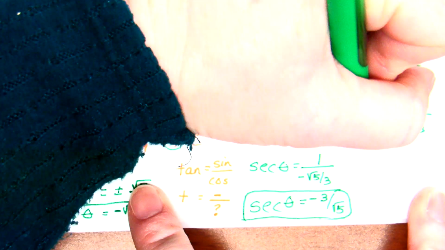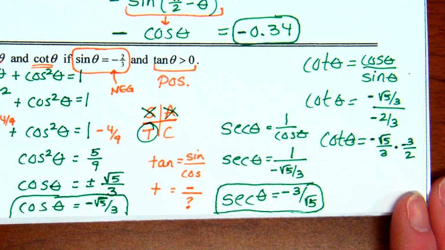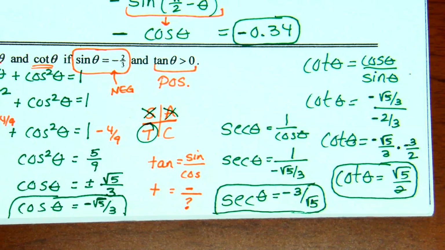How do we divide fractions? Multiply by the reciprocal. Negative square root of 5 over 3 times the reciprocal, so negative 3 halves. The 3's cancel. A negative times a negative makes it a positive. And so cotangent is square root of 5 over 2.